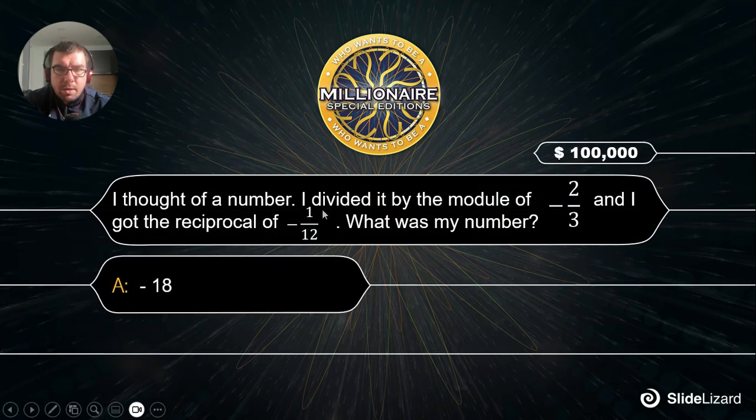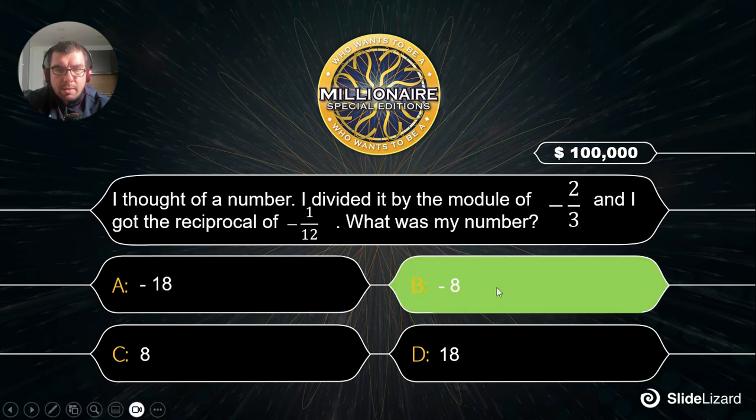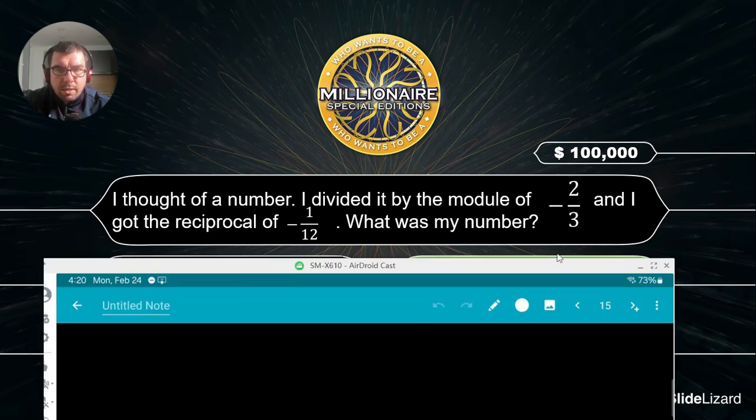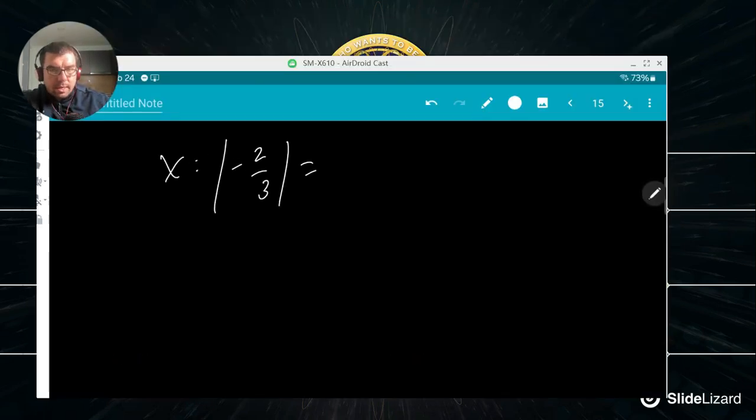I thought of a number, I divided by the modulus of minus 2/3 and I got the reciprocal of minus 1/12. What was my number? Did you find B? Minus 8? Minus 8 is correct. I divided by the modulus of minus 2/3. So x divided by modulus of minus 2/3. And I got the reciprocal of minus 1/12. So this is minus 12/1.